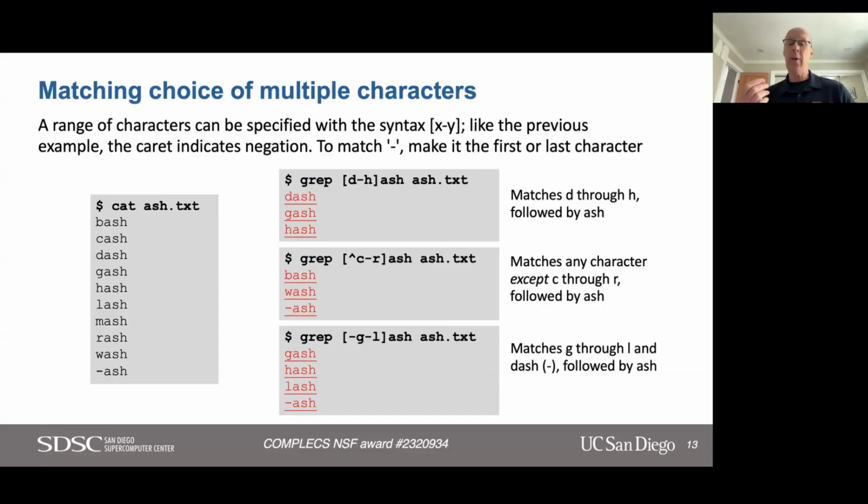And then if we want to match a literal dash or a literal hyphen, we just make sure that it's the first or the last character so that it's not interpreted as part of the syntax for specifying a range of characters. So in this last example, within our square brackets, we have dash, so now we're matching a literal dash and then G-L, ash, and then finally ash.txt.